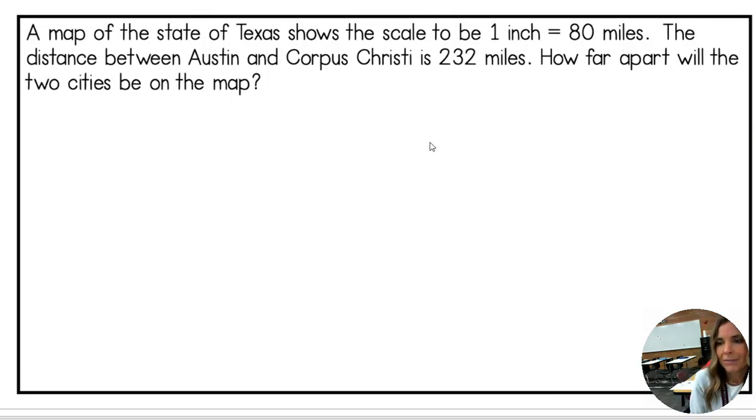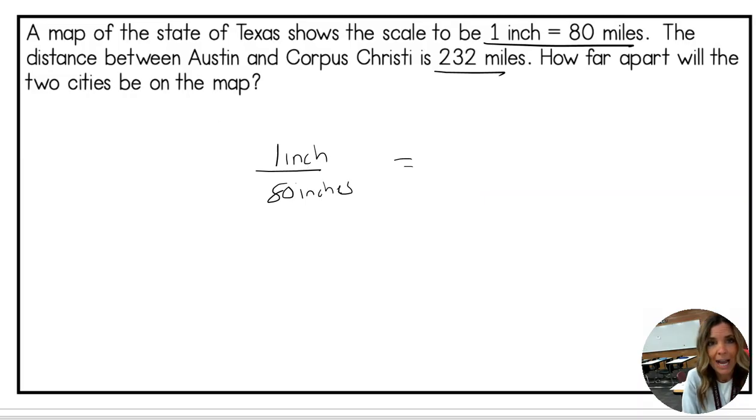Okay, let's try another one. A map of the state of Texas shows the scale to be 1 inch equals 80 miles. The distance between Austin and Corpus Christi is 232 miles. How far apart will the two cities be on the map? Okay, so first thing we do is we write our scale as a ratio. Okay, and then we're going to write what we know. We're going to make sure that it matches what our scale is. Okay, so we know that 1 inch is equal to 80 miles. So we have inches over miles.